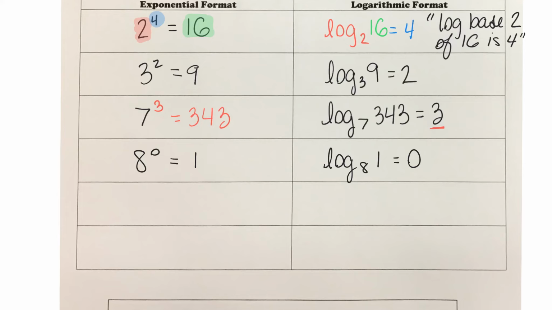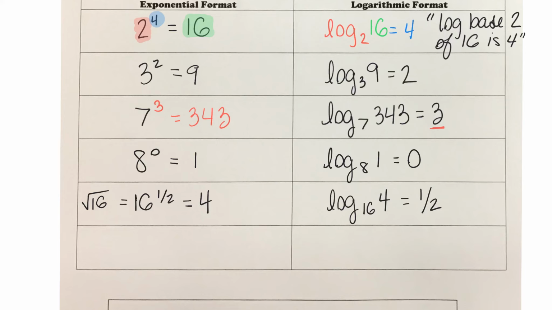Okay, how about this? If we have 16 to the half, well, what is 16 to the half? Remember, 16 to the half is the same as having the square root of 16, which is 4. So log format. Log base 16, our base here is 16, of 4 equals, what was the exponent? The exponent was half. So log base 16 of 4 equals half.